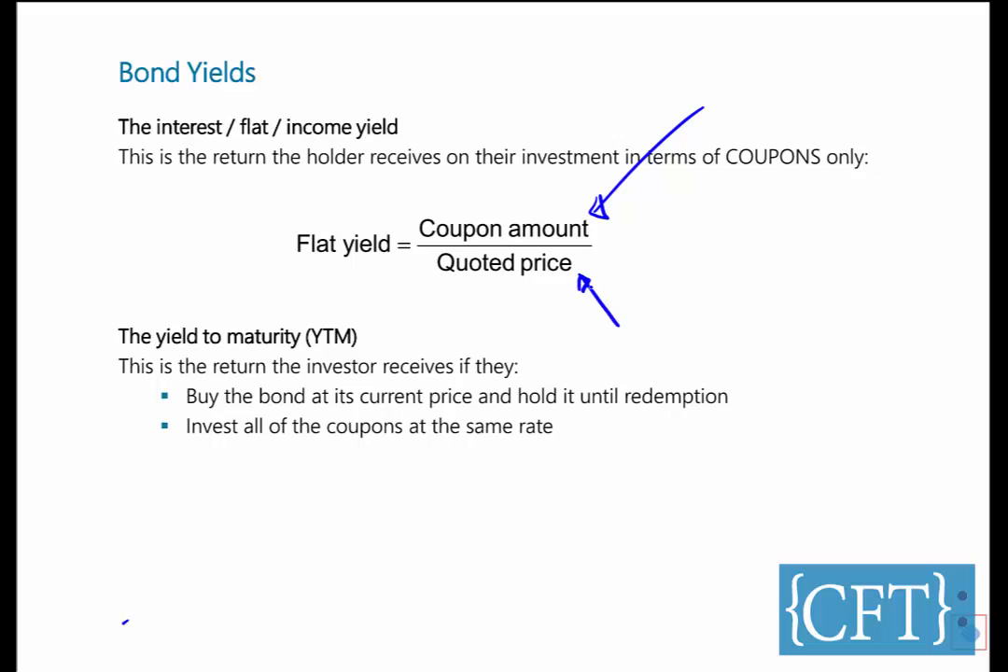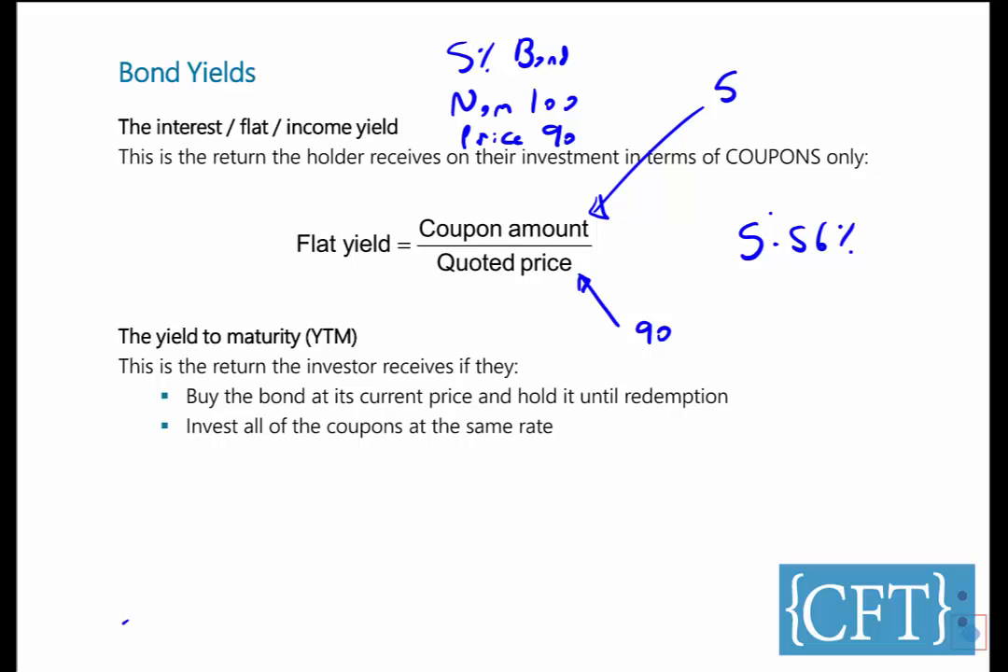So if we had a 5% bond with a nominal value of 100 and a price quoted for that bond of 90, the flat yield would simply be 5 times the 100, which is 5, divided by the quoted price, which is 90, which simply comes out to be 5.56%. Now notice that's the coupon amount for 1 year.